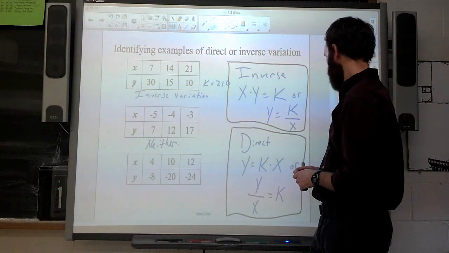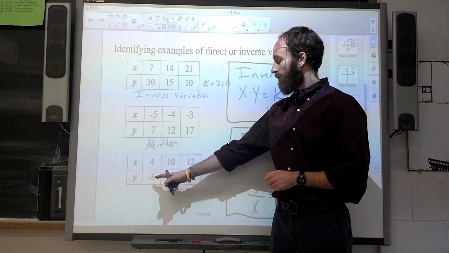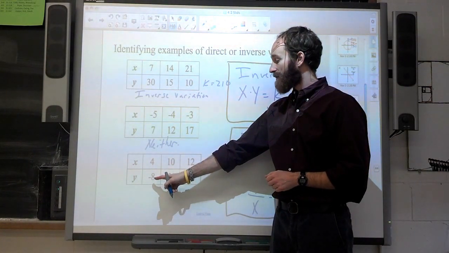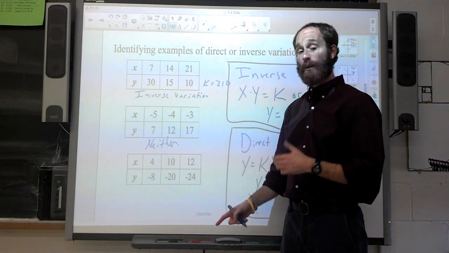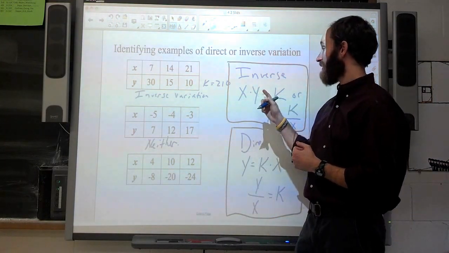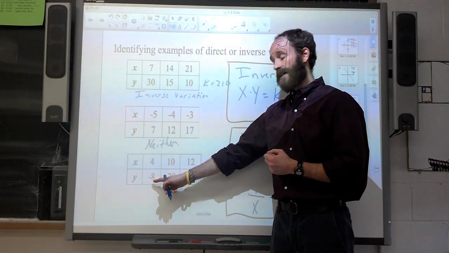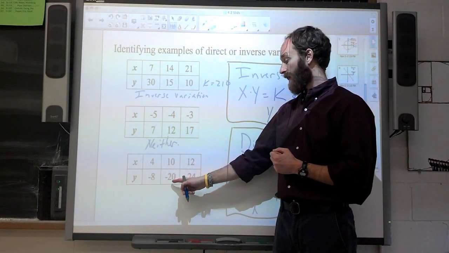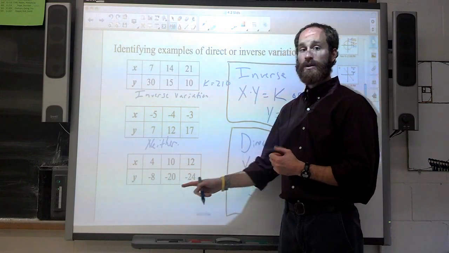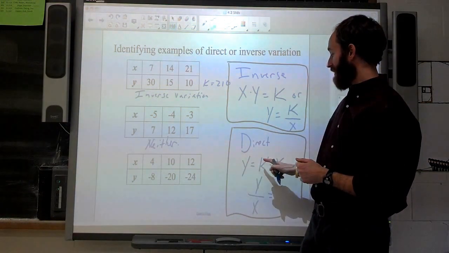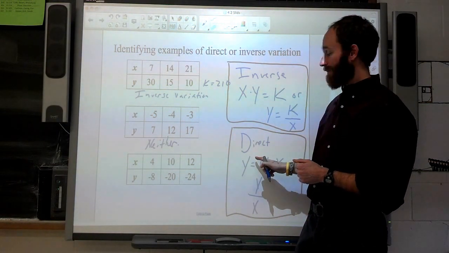For the next one, it's going to be 4 times negative 8, which is negative 32. I went in a different order this time. I'm checking to see if it's inverse first. X times y. 4 times negative 8, negative 32. 10 times negative 20, negative 200. That doesn't work.